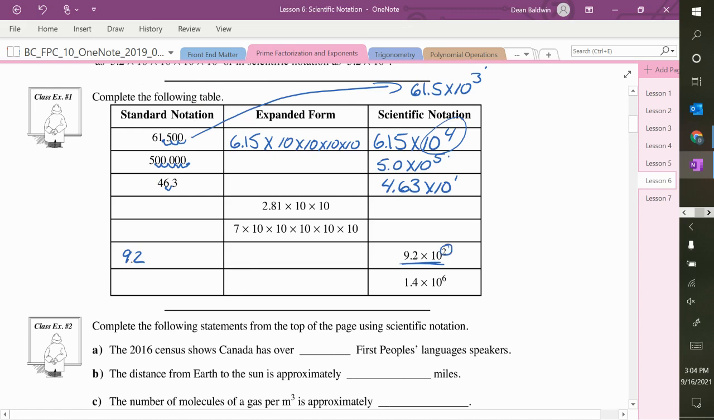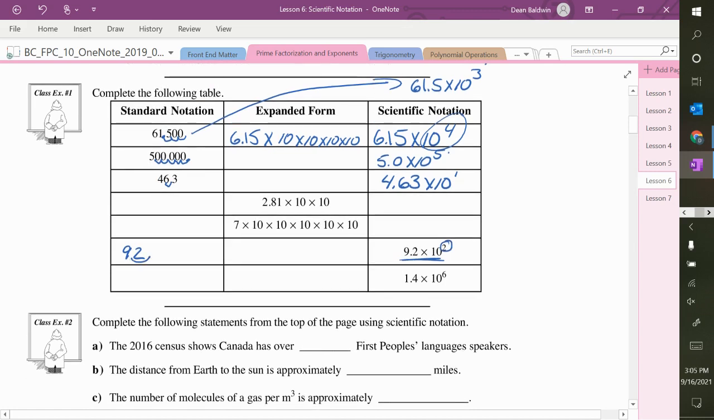So we started there. It's right there. I go 1, 2. It finishes there. What do I put in that empty spot? A 0. So 9.2 times 10 to the power of 2 is 920. Okay? If you want to think of it in expanded notation, it's 9.2 times 10 times 10. 10 times 10 is 100. 100 times 9.2 is 920.